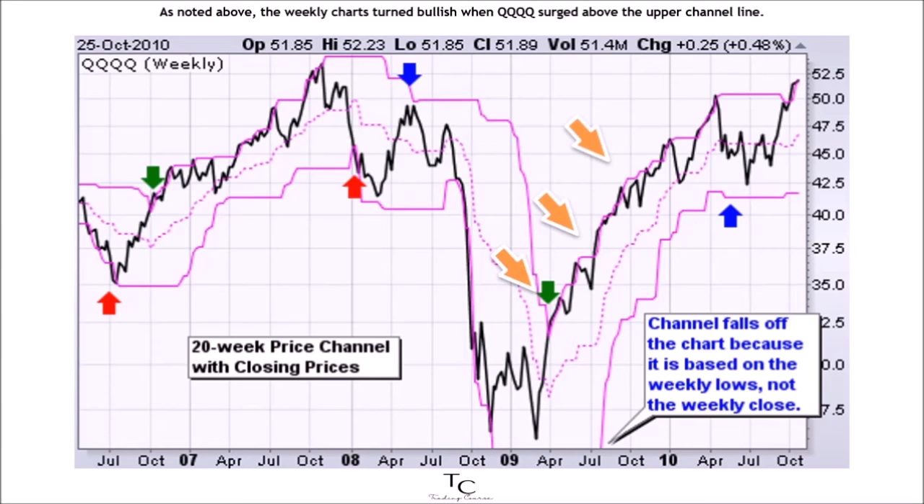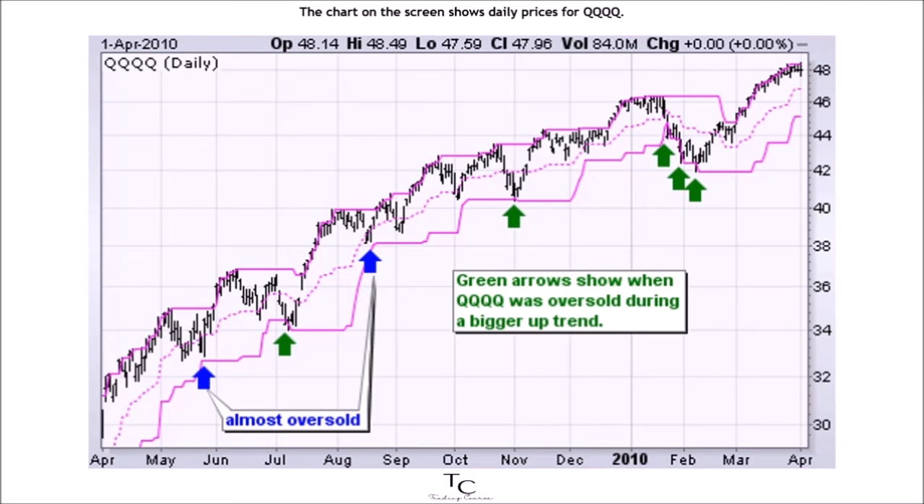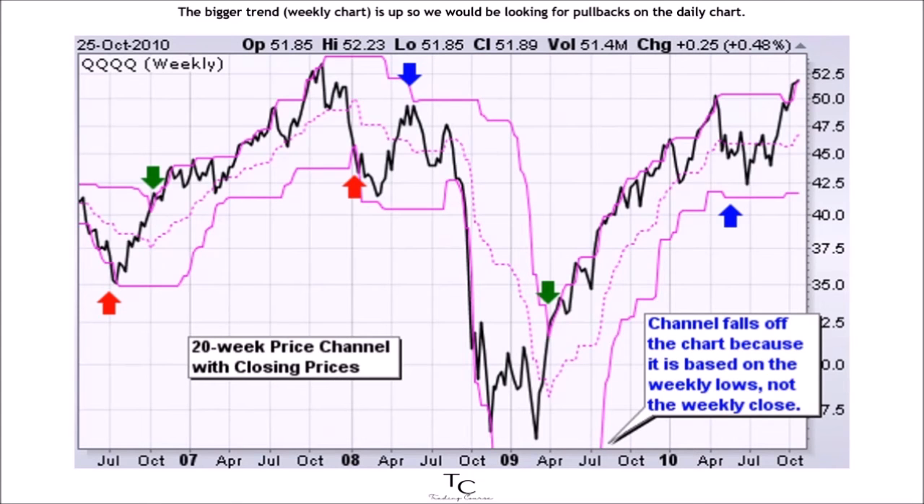As noted above, the weekly charts turned bullish when QQQQ surged above the upper channel line. Once the weekly chart is bullish, traders can turn to the daily chart to look for oversold signals. The weekly chart represents the bigger trend, while the daily chart represents the smaller trend. The chart on the screen shows daily prices for QQQQ. The bigger trend, weekly chart, is up, so we would be looking for pullbacks on the daily chart.